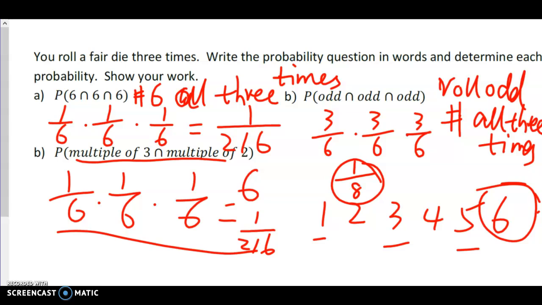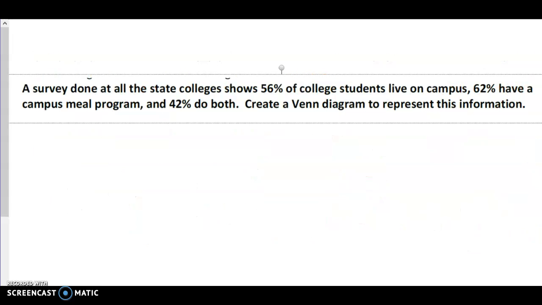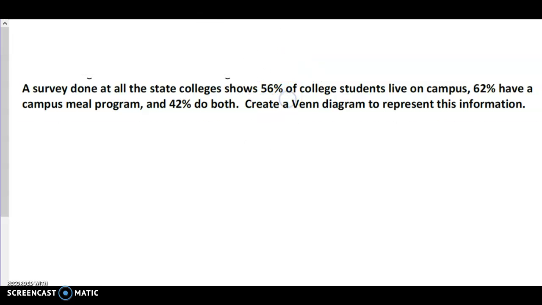Okay. Next one, let's see one more. So this one is basically the Venn diagram. I'm asking, based on the question, to draw the Venn diagram, which we show in the picture. So let's see an example. A survey done at all the state colleges showed 56% of college students live on campus, 62% have a campus meal program, and 42% do both.